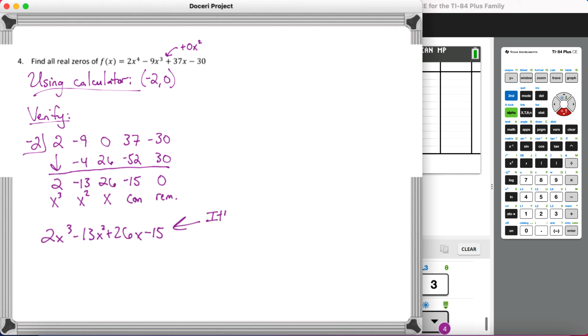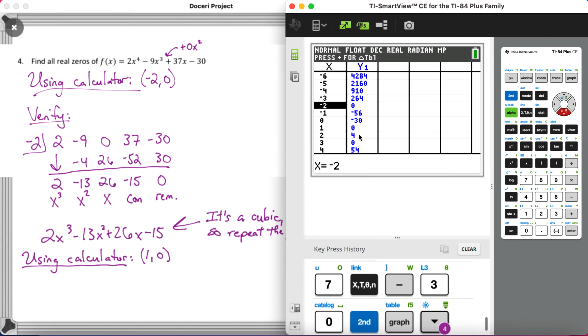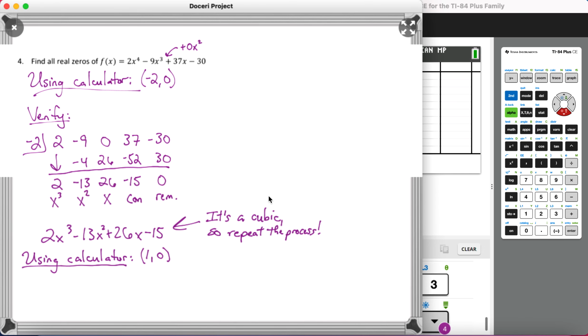Since it's a cubic, you are going to have to repeat this process in order to get it down to something that's quadratic, to something that is squared. So what we're going to do is go back to the calculator and pull another 0. If I go back to the table here real quick, 1, 0 was another 0 we can pull. You can go ahead and plug that in and do synthetic division with the expression we just got.